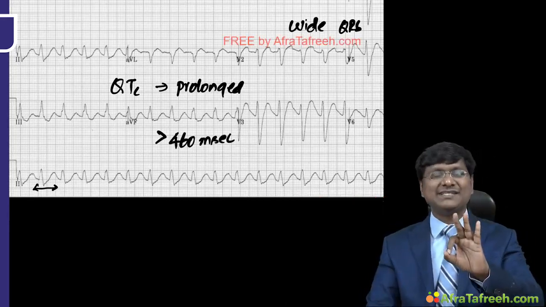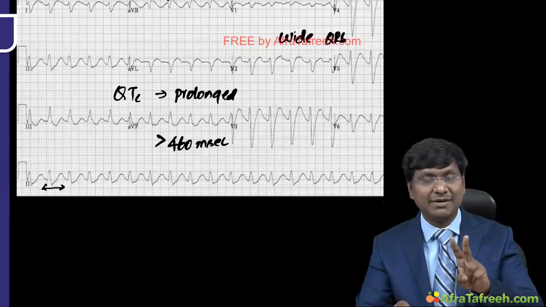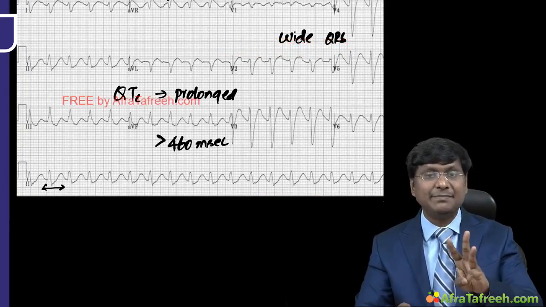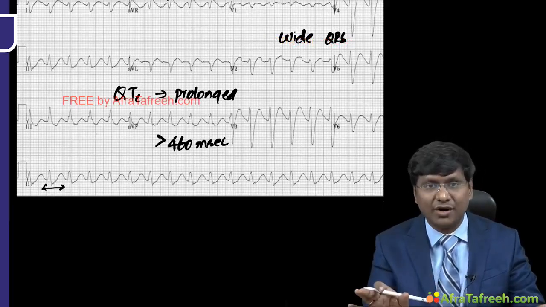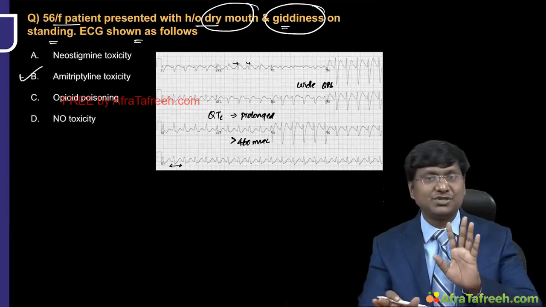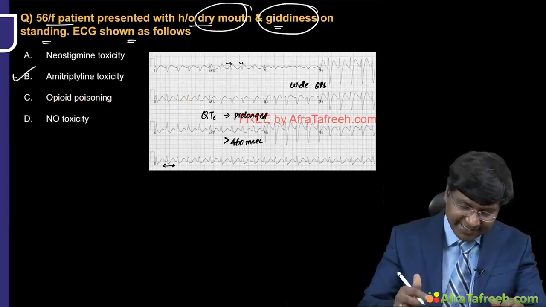So these are the three changes that you will observe in amitriptyline toxicity. Number one, wide QRS complex. Number two, dominant R wave in AVR. Number three, presence of the wide QT interval. QTC is prolonged. So that is what you will observe in patients with amitriptyline toxicity, right? Now, moving on to the next question.